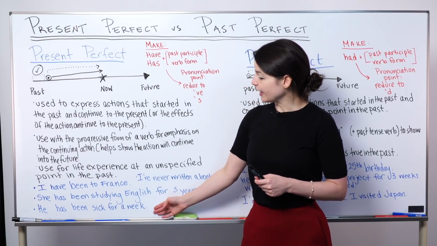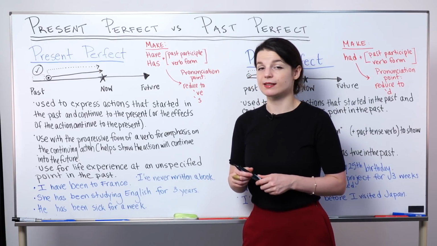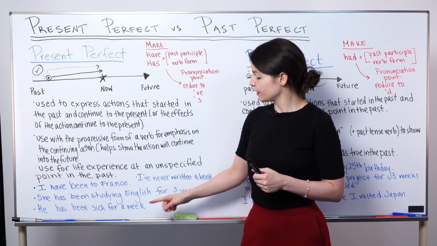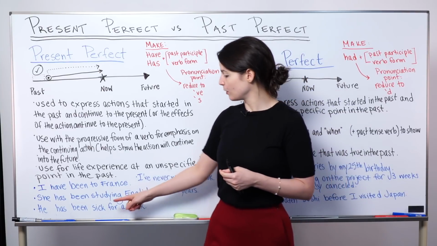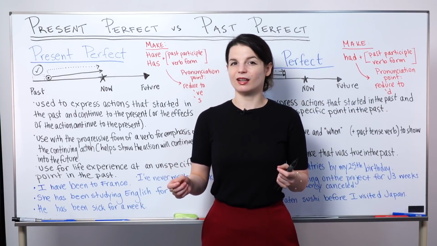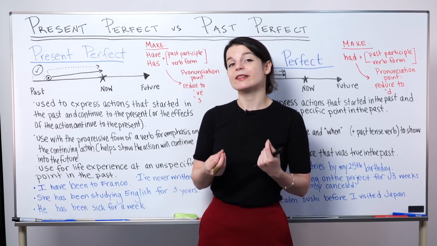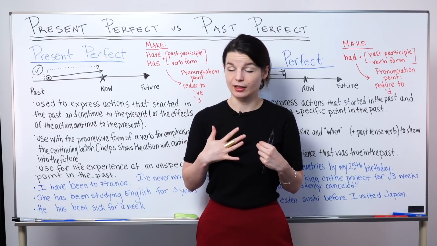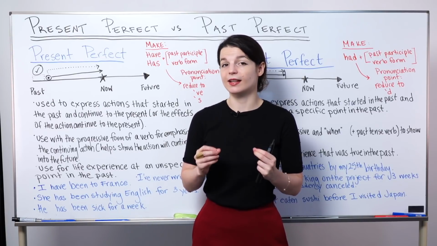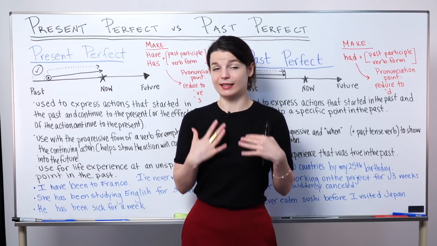Here, he has been sick for a week. So here, we're talking about a condition. So we can't use sick as a verb. We can't say sicking. That doesn't work. He has been sick. So sick is describing a person's condition, the status of their body. It's not talking about an action. He's not doing something. It's his condition.